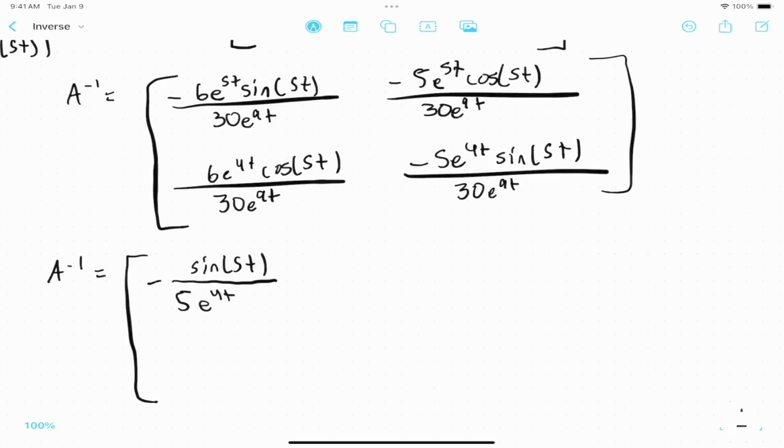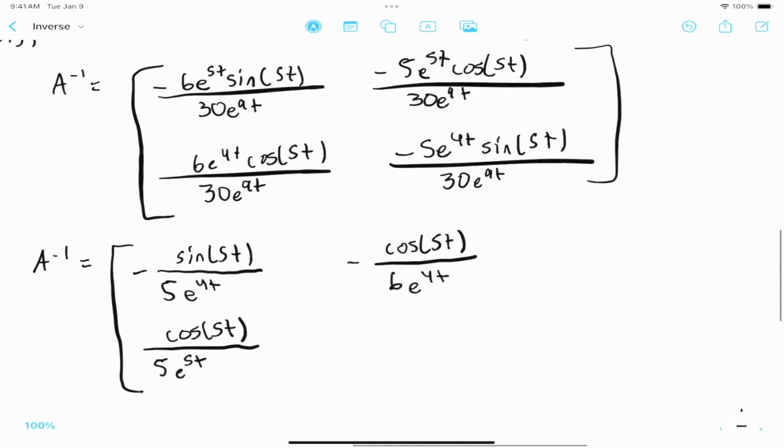Now we do the same. Negative 5 over 30 is negative 1/6. So I'm going to write negative 1/6. And the same thing, e to the 9t minus e to the 5t is e to the 4t. And cosine of 5t remains on the numerator. Now this entry, 6 over 30 is 1/5. So I'm going to write 5 down here. And e to the 9t over e to the 4t is e to the 5t. And we have cosine of 5t on the numerator.